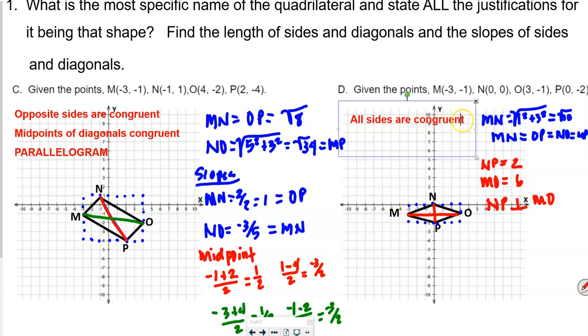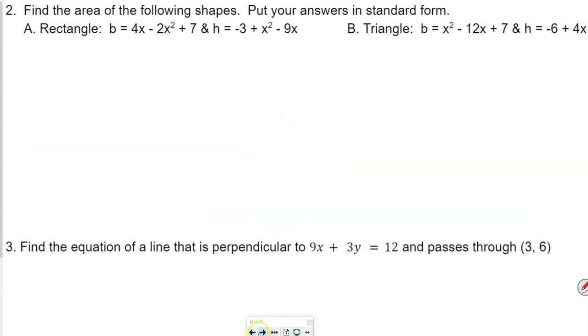Okay, so let's go ahead and write that. So we have proven that this is a rhombus because all sides are congruent and the diagonals are perpendicular. We could find the slopes. This was 1 over 3. This one was negative 1 over 3. So obviously those slopes are not perpendicular. Okay. So that's just another way for us to confirm that this was a rhombus. All right, let's go on to the next question.